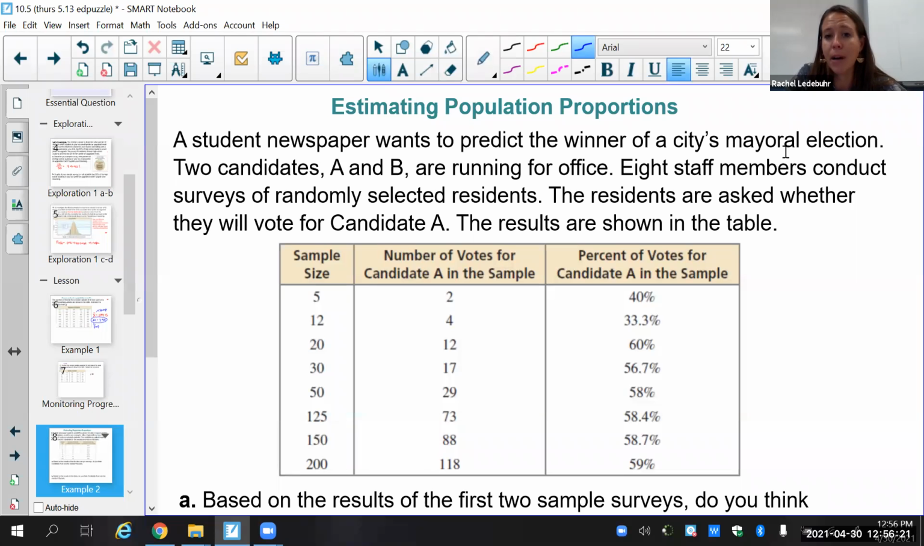Okay, can we estimate population proportions? Okay, let's kind of talk about what that means. A student newspaper wants to predict the winner of a city's mayoral election. We've got 2 candidates running for office, A and B, and 8 staff members conduct surveys of randomly selected residents. The residents are asked whether they will vote for candidate A. Here are their results. Okay.